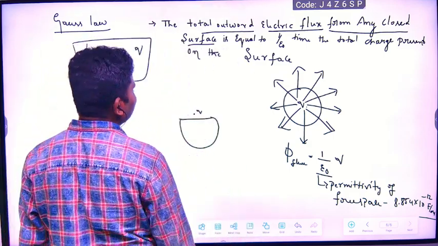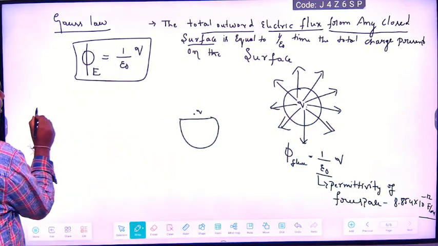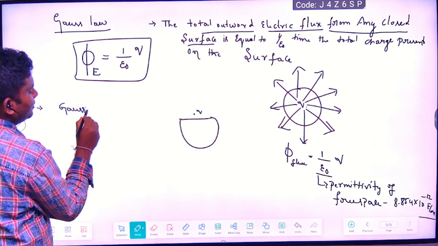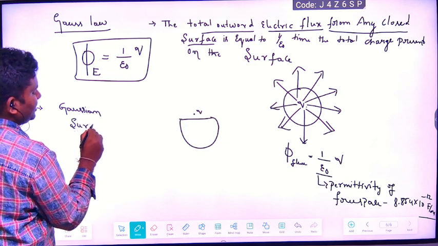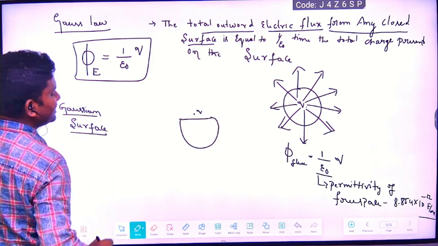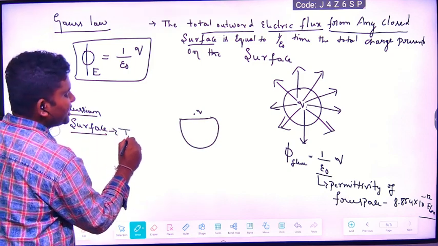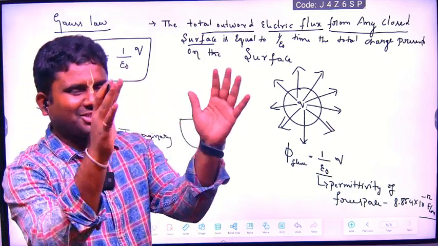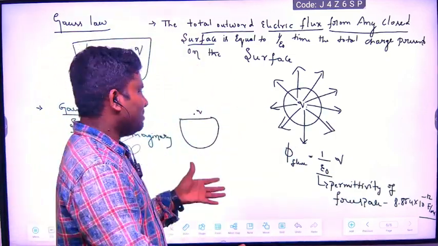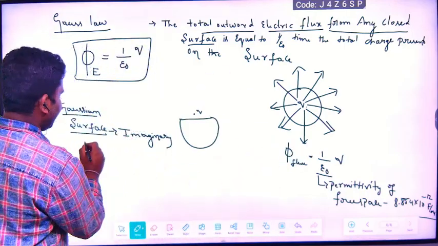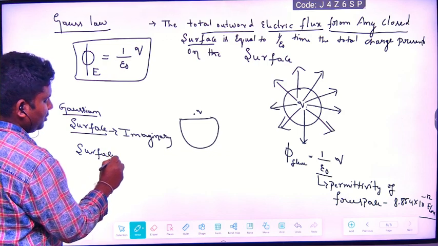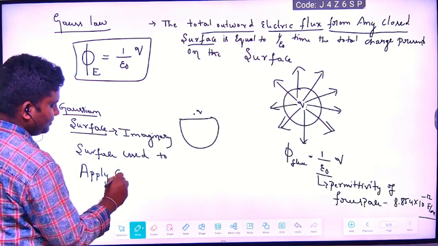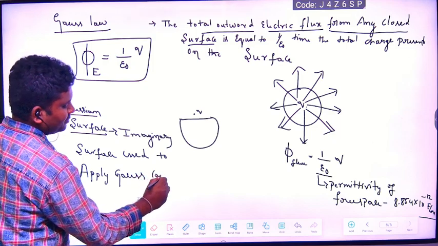For that, Gauss says, please use the Gaussian surface. What is a Gaussian surface? A Gaussian surface is an imaginary surface. You just imagine to complete this spherical surface and make it a full spherical surface. This is an imaginary surface, used to apply Gauss law, or to verify Gauss law.